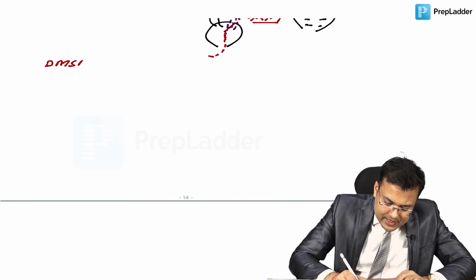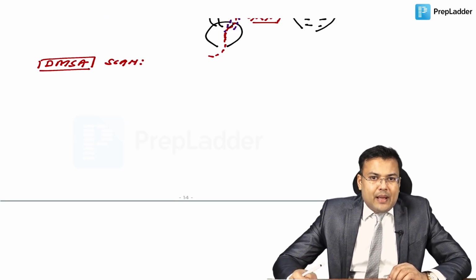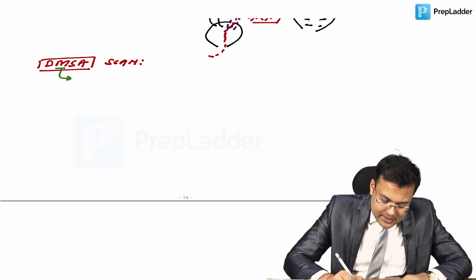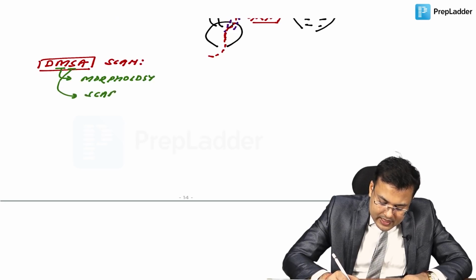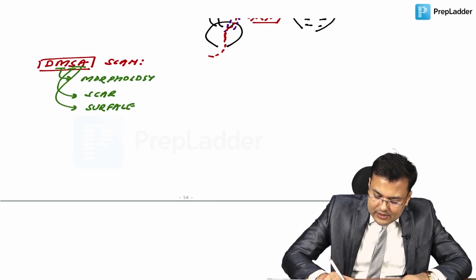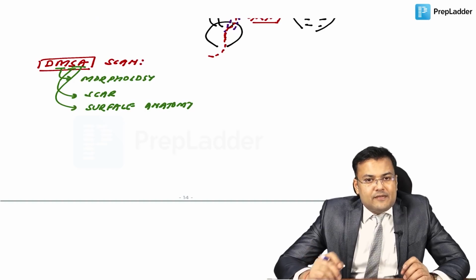What is the full form of DMSA scan? This is dimercaptosuccinic acid scan. How to remember? You can easily remember. M means morphology, S means scar, and SA means surface anatomy. Clear? So this DMSA scan is used for renal morphology, renal scar, surface anatomy.